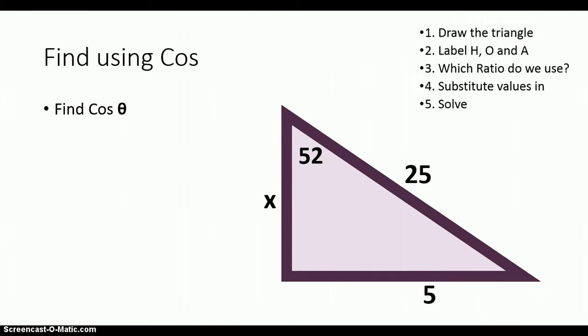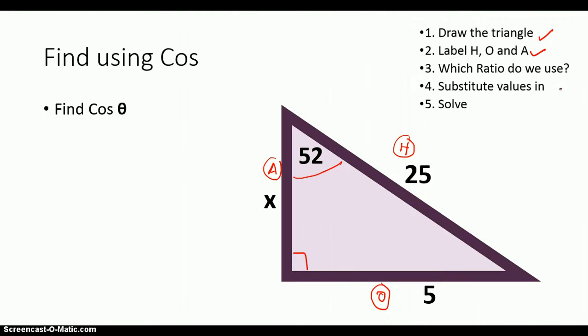Okay, now that you've given the question a shot, the first step is draw the triangle. That's already done. Next step is label H, O, and A. So let's do that right now. This side is going to be the H, this side is going to be the O, and this side is going to be the A.